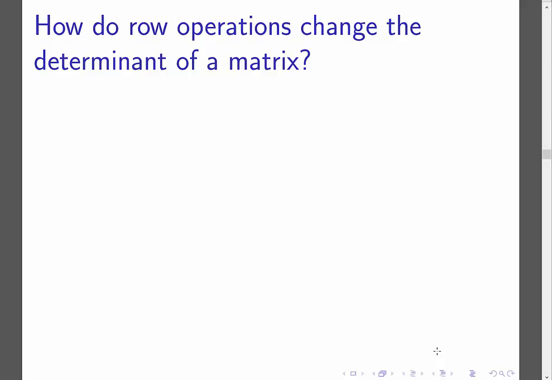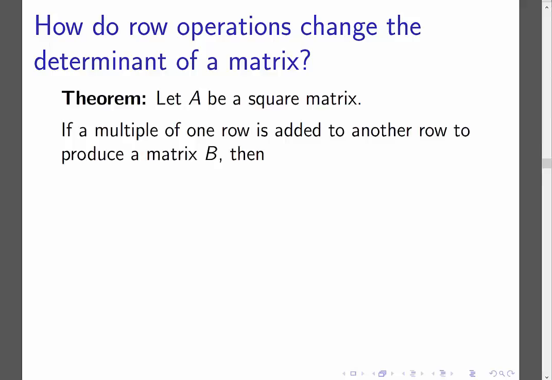So the thing that we would like to prove is how row operations will change the determinant of a matrix. And so this is a theorem where if we assume that A is a square matrix, then if a multiple of one row is added to another row to produce a matrix B, so basically I'm saying that you take A and you do one row operation and create B, and in this part the row operation is multiplying a row and adding it to a new row, then I claim that the determinants are equal to each other.